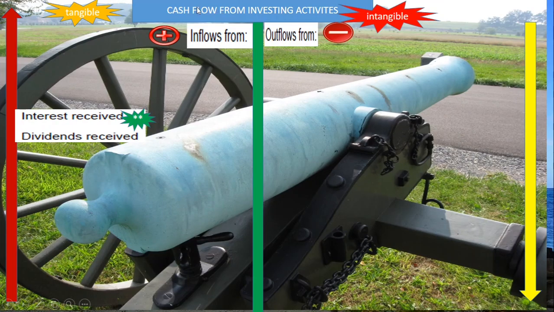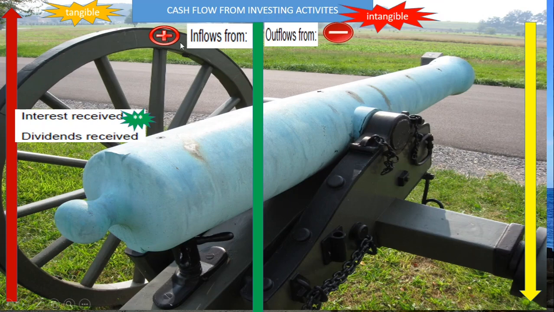So now the next heading is cash flow from investing activities. This is very simple compared to your operating activities because it has very few things to remember.